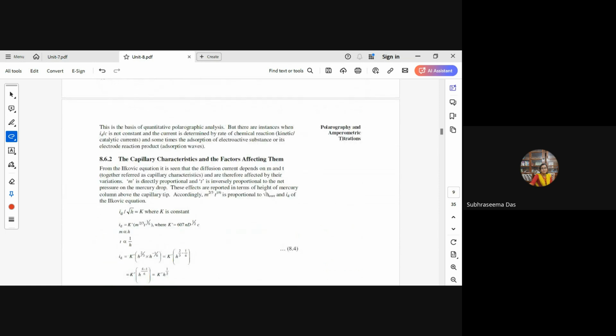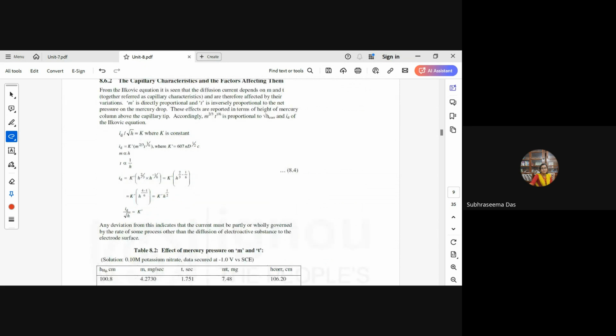Next, the capillary characteristics and the factors that affect them. From the Ilkovic equation, we know that the diffusion current depends on m and t and is therefore affected by their variations. m is directly proportional and t is inversely proportional to the pressure on the mercury drop. When all these factors are combined, it has been found that ID by root h is equal to K dash, where K is a constant.